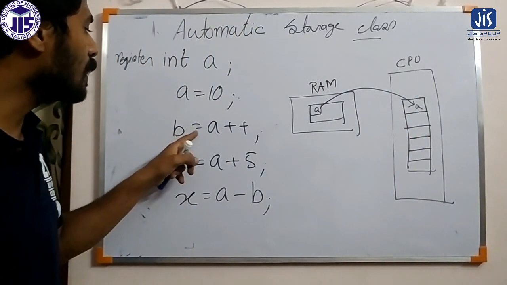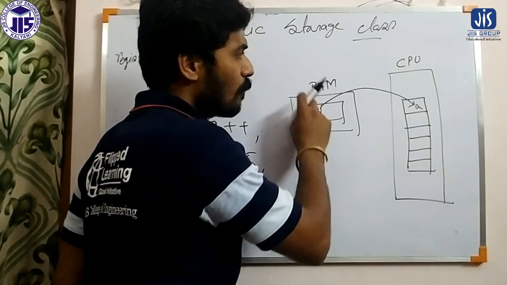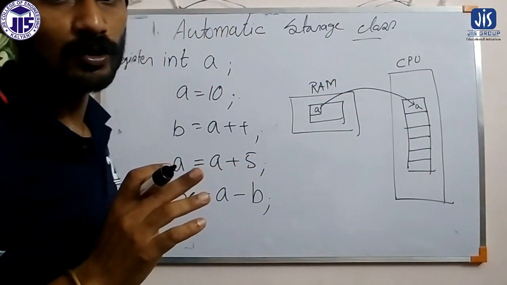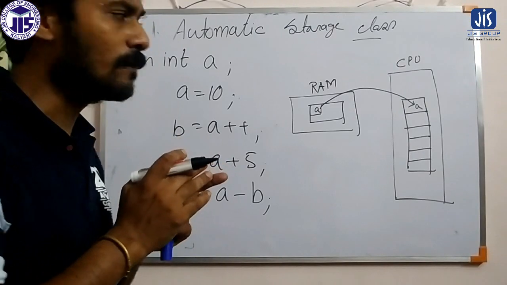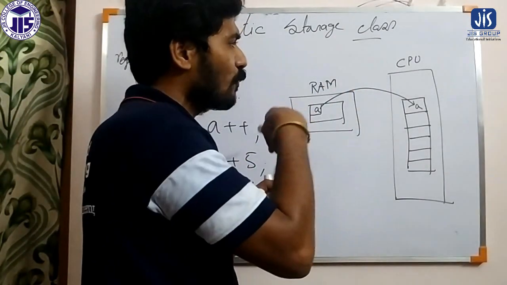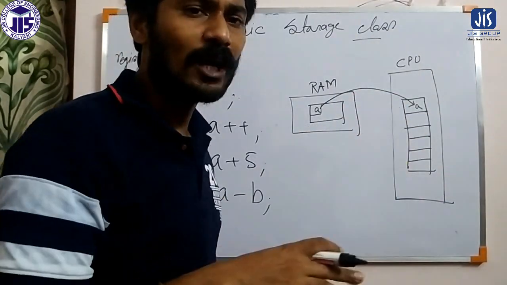Again, if we perform B equals A++, due to this increment, again we have to fetch the value from the RAM and save it into the CPU. Then we can perform the operation on this. So it is the variable that we are very frequently using. And for that variable, repeatedly we are performing the same task, accessing from the RAM, taking it to the internal register, then performing the operation. It will take a lot of time.